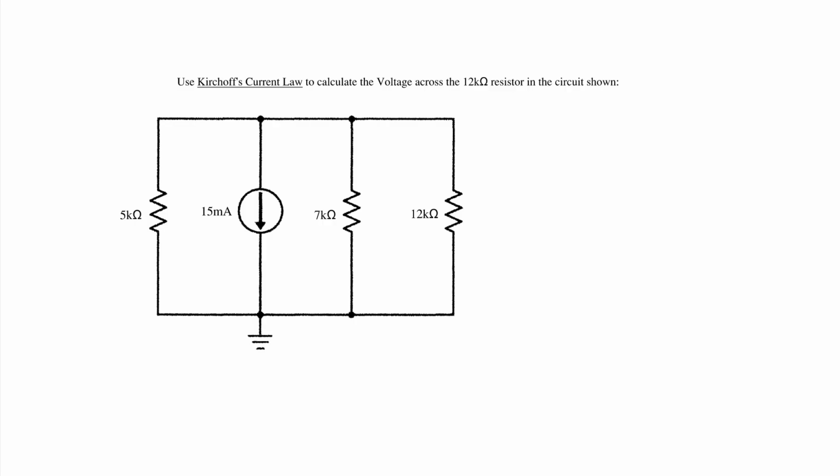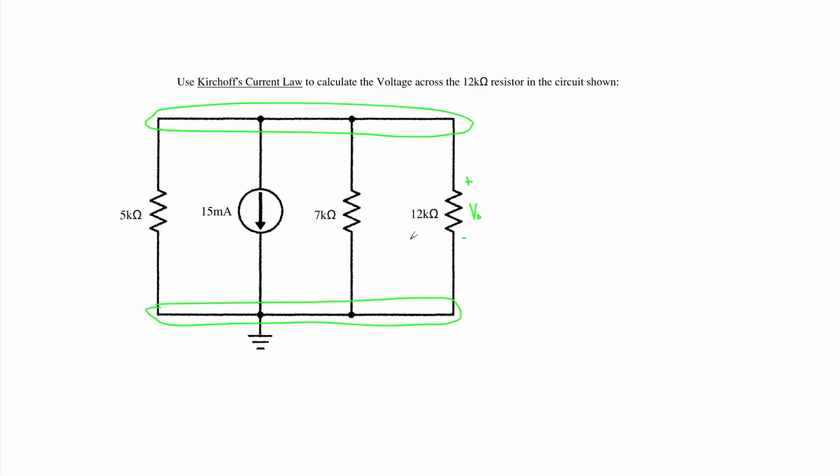For this problem, we will utilize Kirchhoff's current law to calculate the voltage across the 12 kilo ohm resistor in the circuit shown. So let's go ahead and identify our circuit component. Our 12 kilo ohm resistor is going to be our V naught. Now, identifying the rest of the circuit as three parallel branches connected to a common node of a constant independent current source. So it is important to recognize that the voltage across all three resistors is essentially V naught.